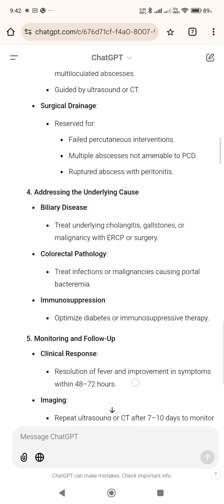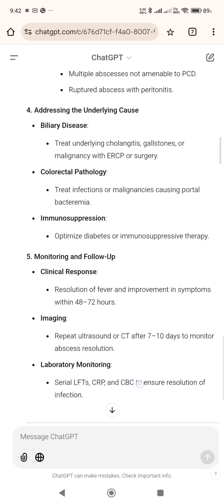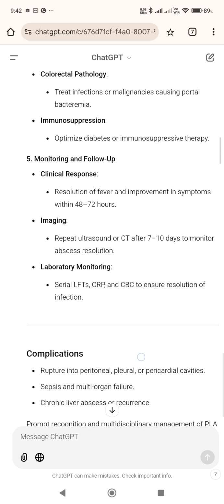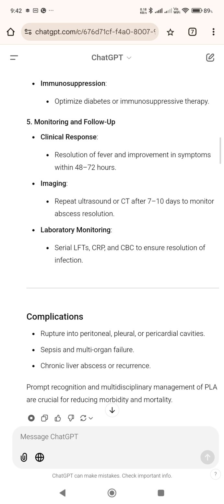4. Addressing the underlying cause. Biliary disease: treat underlying cholangitis, gallstones, or malignancy with ERCP or surgery. Colorectal pathology: treat infections or malignancies causing portal bacteremia. Immunosuppression: optimize diabetes or immunosuppressive therapy.